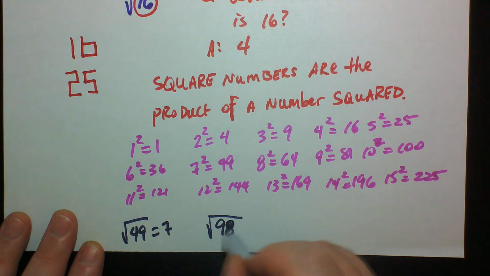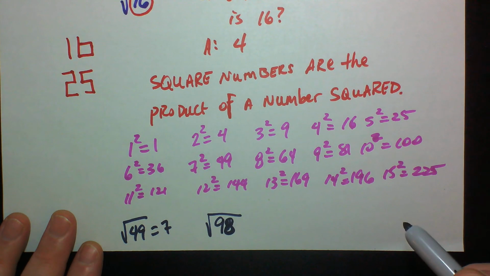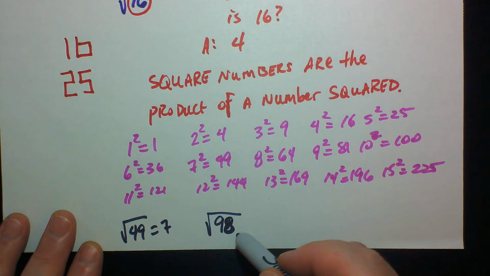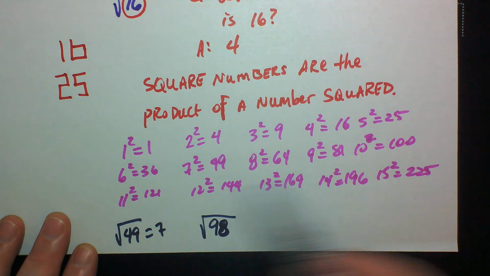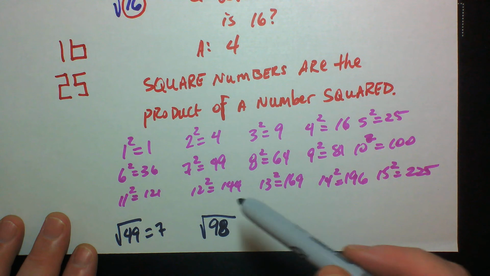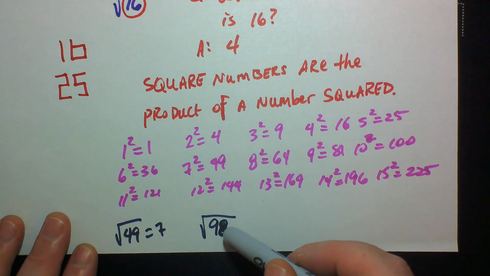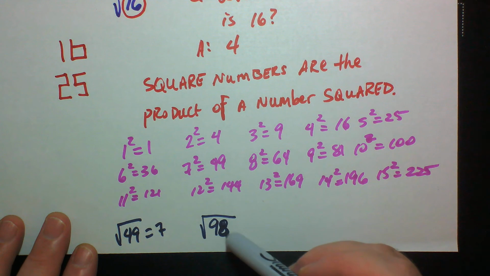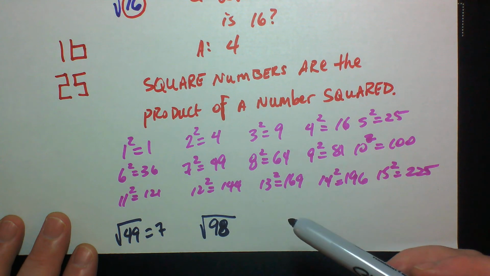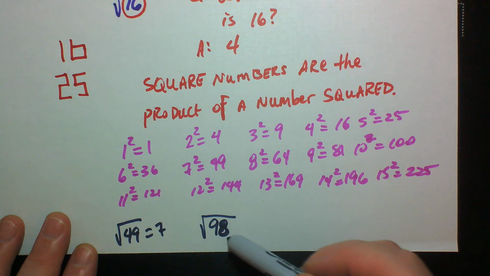But what if it was this? Can you guys see that? That's a 98. So this is saying, what times itself is 98? Well, 98 is not one of our squares, is it? So what we have to do is factor that. Out of all these numbers, is there one that goes into that? 81 doesn't go into that. Does 2 go into this? How many times does 2 go into 98?